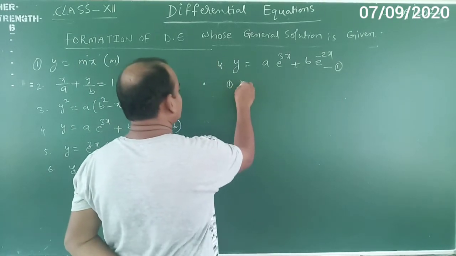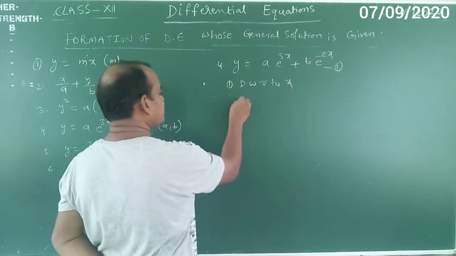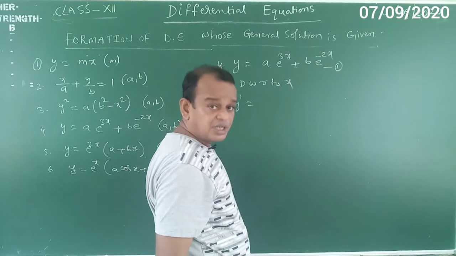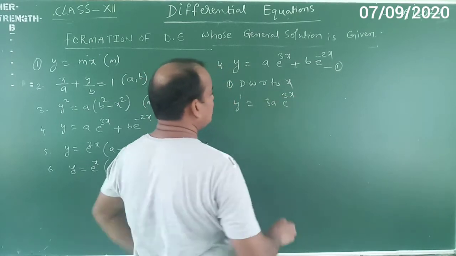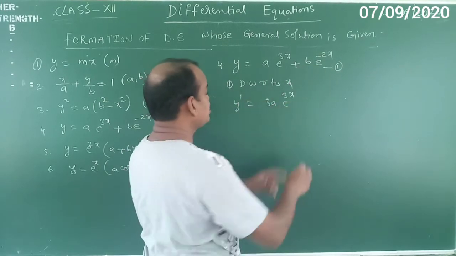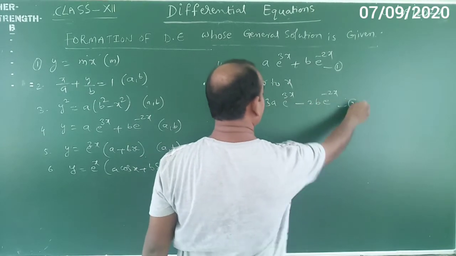Differentiate 1 with respect to x. y dash is equal to, what is the derivative of e^(3x)? e^(3x) into 3. Yes, this is 3a e^(3x). Here the derivative of e^(-2x) is e^(-2x) into -2, and the plus is already there, so minus 2b e^(-2x). This is equation number 2.